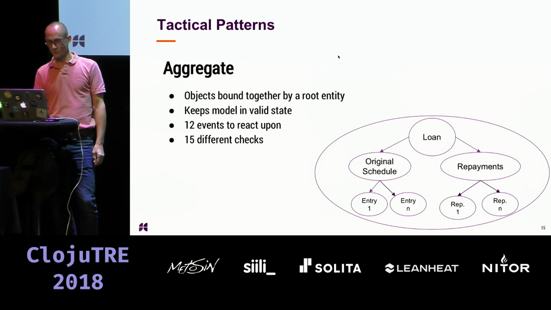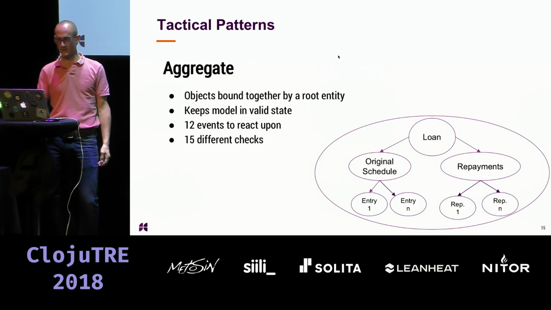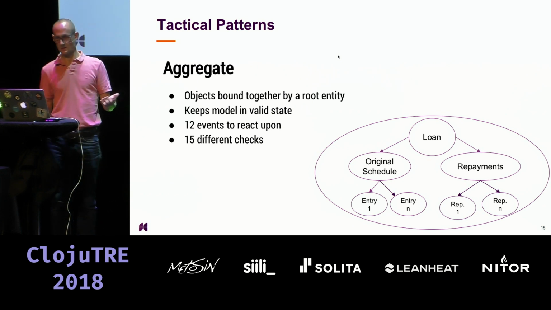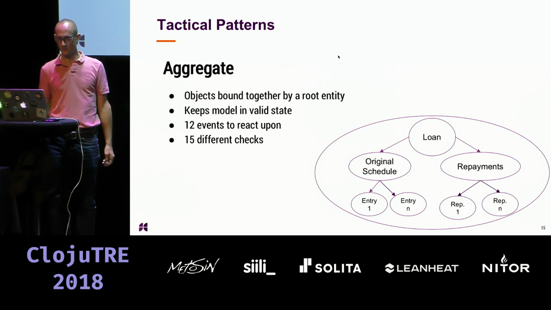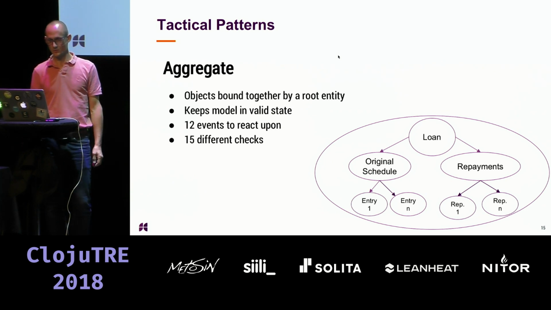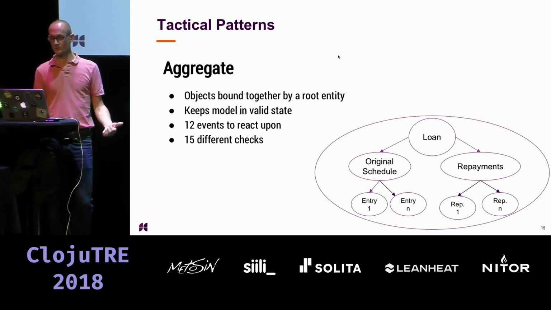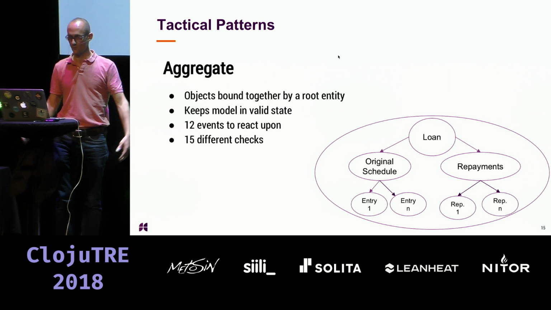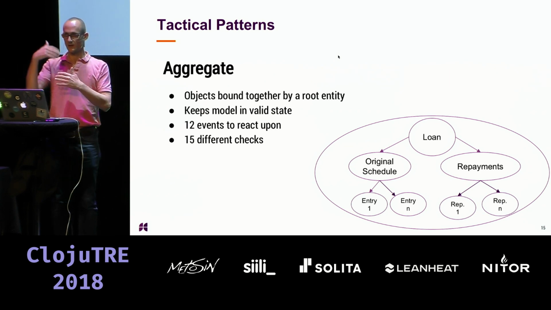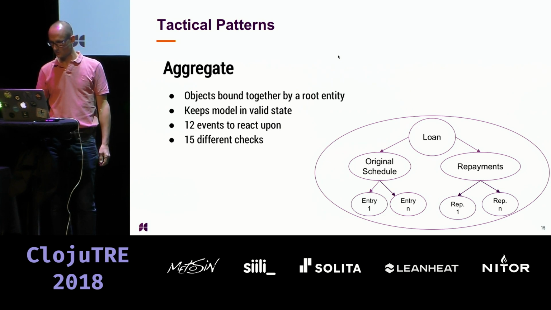So to control that change, we use the aggregate. The aggregate holds related objects, and they are tied together by the root entity. So in our case, that's the loan. And for example, it will make a lot of checks to make sure that we don't end up in a bogus state. We have 15 different checks, and we have 12 events to react upon. So we need to obviously associate some checks to various events. It's not all the same.